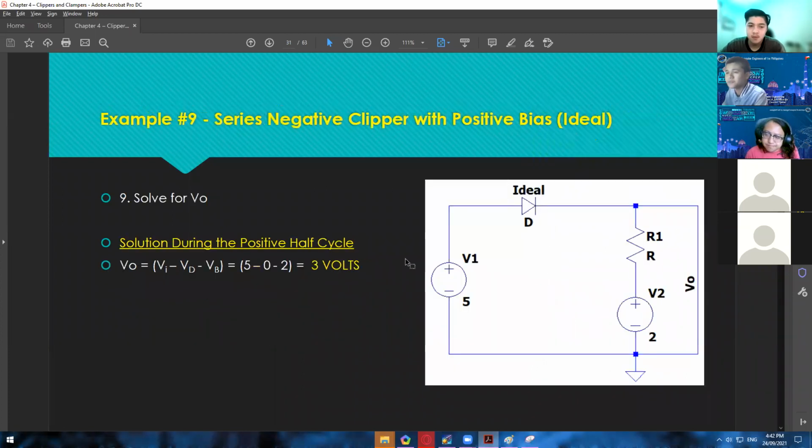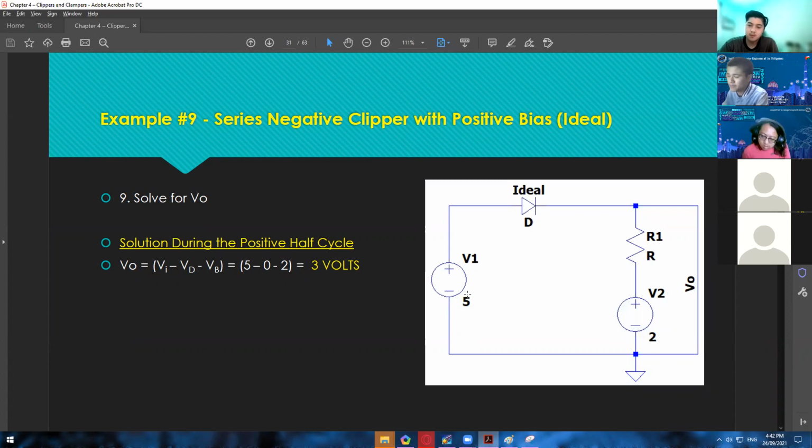Okay, so anyway, let's have this example number 9. Series negative clipper with positive bias, and this one is ideal. So positive is connected to positive, and the negative is connected to the negative. So the only time that this will become forward bias is if this one is higher than your VB. Though, I think hindi siya maapektuhan kahit na mas lesser pa yung VI natin since positive is connected to your negative and then negative is connected to your positive. So all throughout, you're not going to have a problem in here since reverse bias naman siya dito.